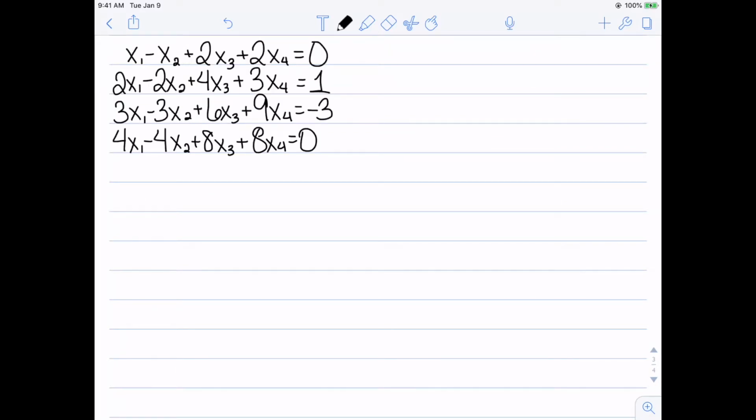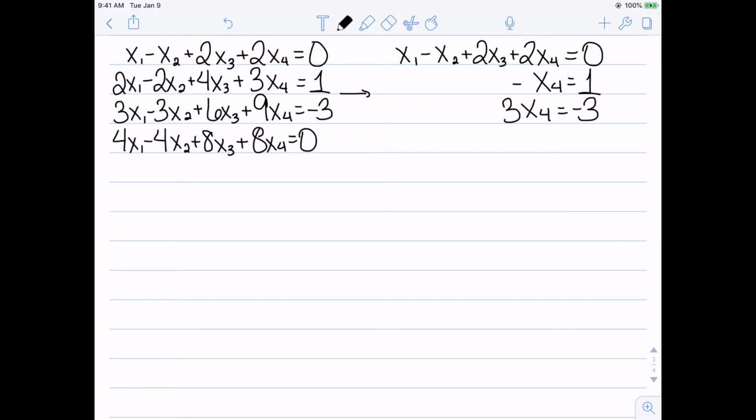Let's try one more. So here I have my system of equations. I want to use the first equation to eliminate x1. The first equation will be left alone. We then multiply the first equation by negative 2 and add it to the second equation. When we do that, we get negative x4 equal to 1. We'll multiply the first equation by negative 3 and add it to the third equation. We get 3x4 equal to negative 3. And finally, multiplying the first equation by negative 4 and adding it to the fourth equation gives us 0 equal to 0.